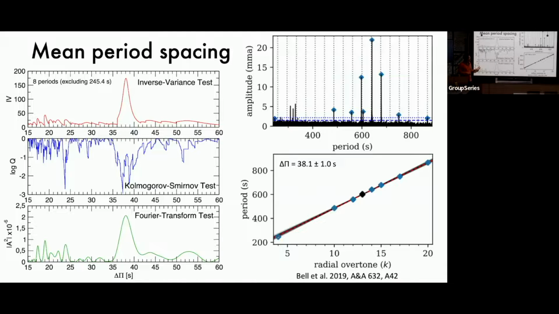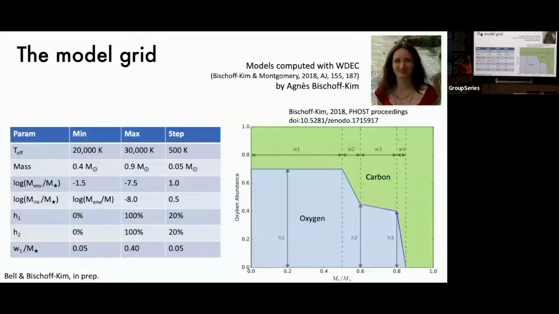We can fit a line to this, and we can derive a conservative uncertainty on the mean period spacing for an individual star. And that's something that we could compare with models. So my collaborator, Agnes Bischoff-Kim, has computed a grid of pulsating white dwarf models in the helium atmosphere instability strip. It's pretty coarse. It steps through these ranges of temperatures and mass with pretty large steps. It's a high dimensional problem, and so this is a huge number of models still, even if it's coarse in each individual case.